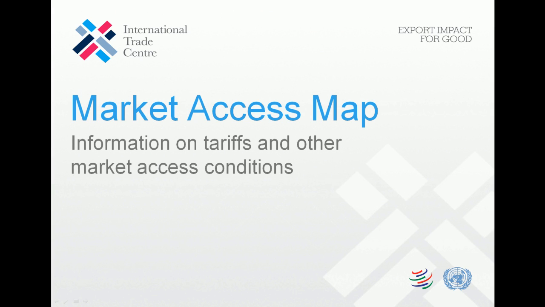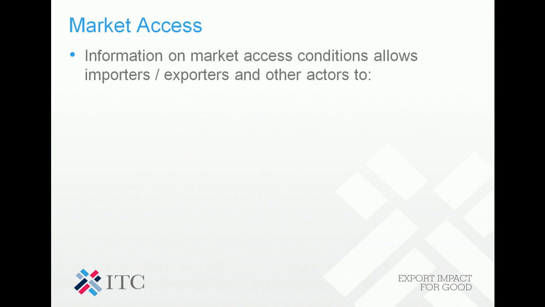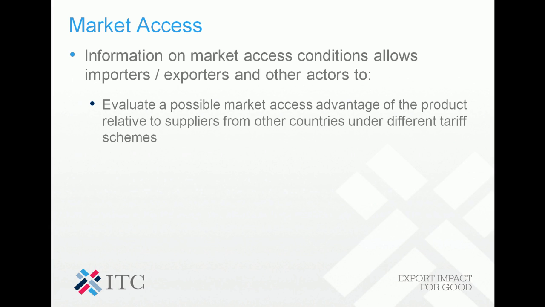In this presentation, we want to provide you with some general information on the features of Market Access Map and on different types of tariffs. Market Access Map allows us to evaluate the market access conditions in a selected market. You can see the tariffs applied to your country as well as compare these with those applied to competitor countries, possibly under different tariff schemes. Thus, a possible market access advantage can be discovered.